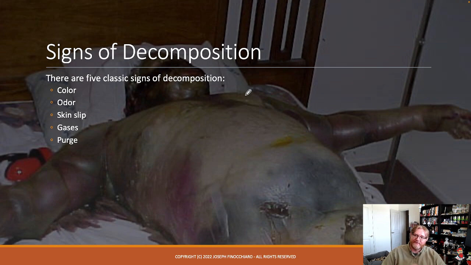And there are 5 classic signs of decomposition. This is hugely important. 5 classic signs of decomposition: color, odor, skin slip, gas, and purge.